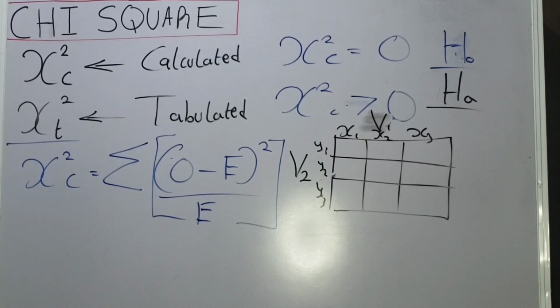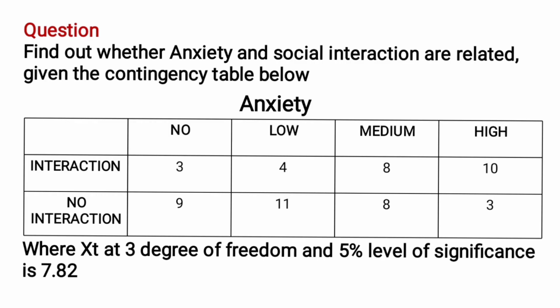Okay. I want to write the question down. Find out whether anxiety and social interaction are related given the contingency table below. We have anxiety on the column side, with no, low, medium, and high, and we have interaction on the horizontal side: interaction and no interaction. We are given that the critical value at 3 degrees of freedom and 5% level of significance is 7.82. Okay, so how do we go about this question?